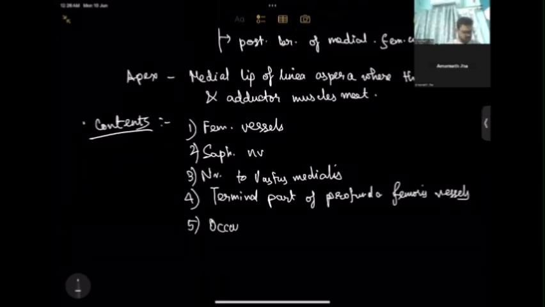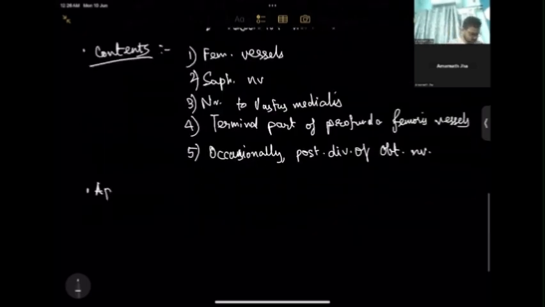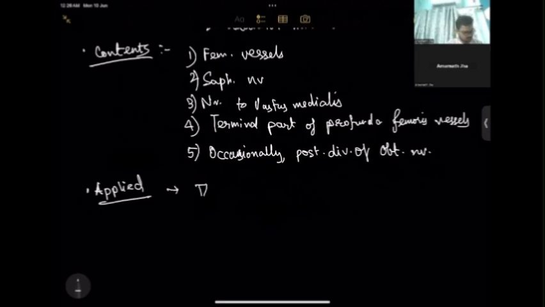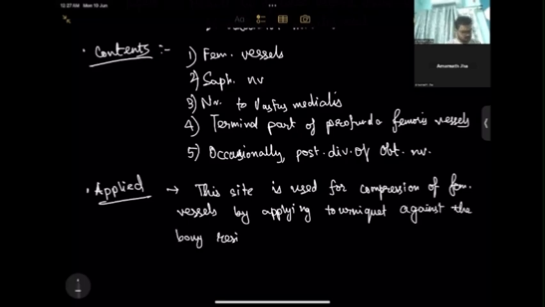Occasionally the posterior division of the obturator nerve may be present. Now you can describe the contents further, but that's just extra points, so I'll cover it later. Now let's go to the applied anatomy. It is used for compression of femoral vessels. We apply a tourniquet against the bony resistance of the femur.